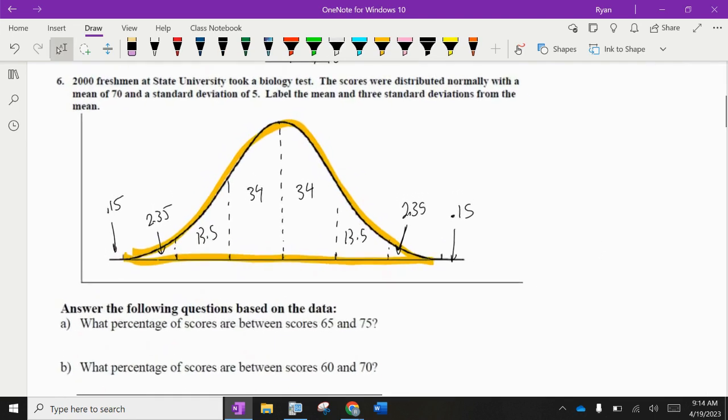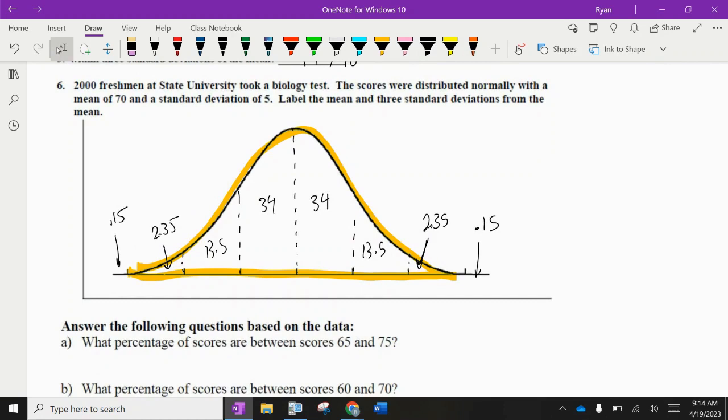All right, question 6. 2,000 freshmen at State University took a biology test. The scores were distributed normally with a mean of 70. So it is a normal curve. This applies then. The mean is 70, so that goes right in the middle.